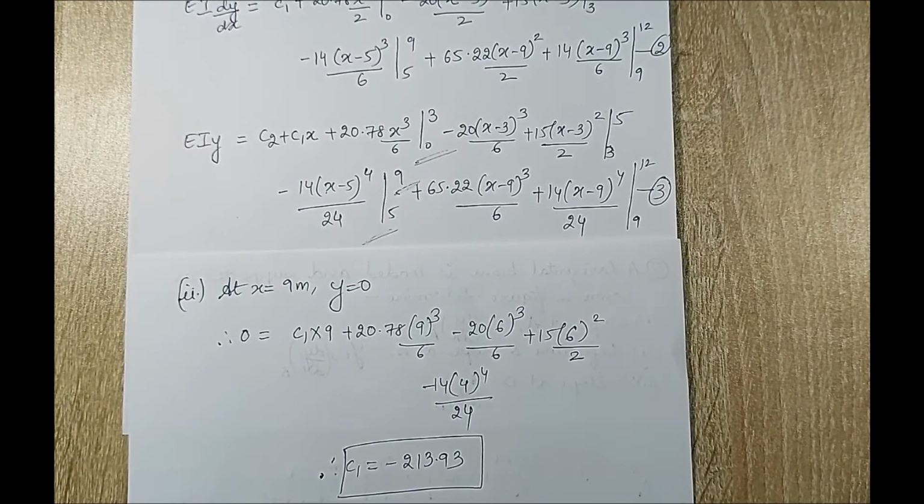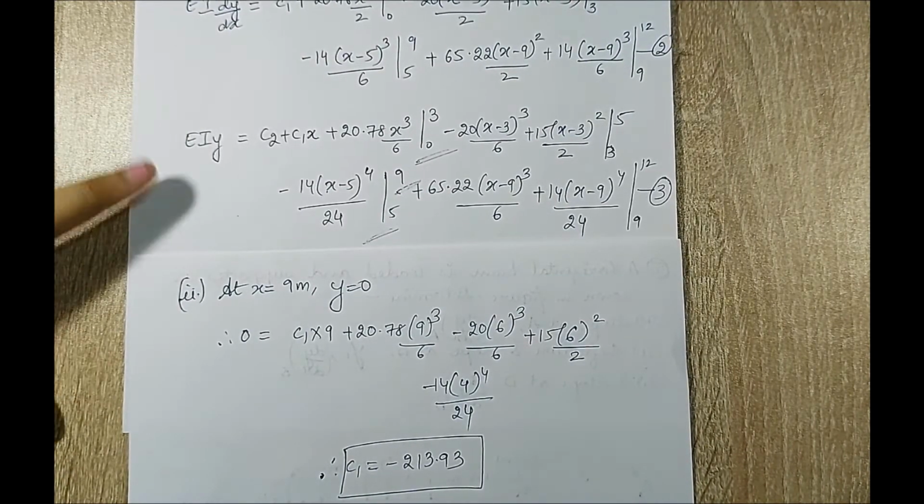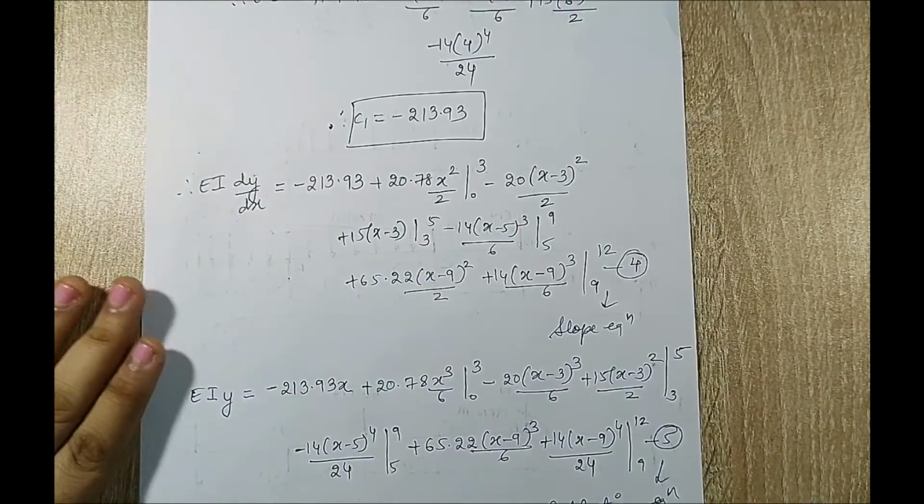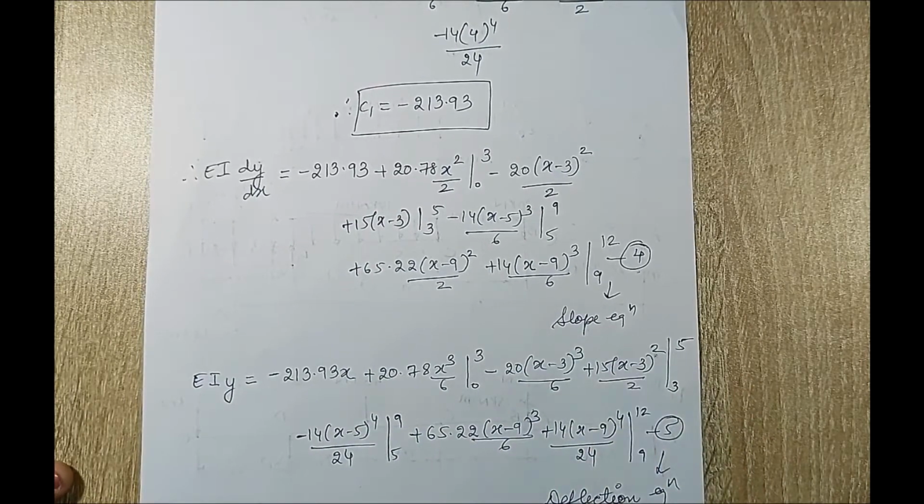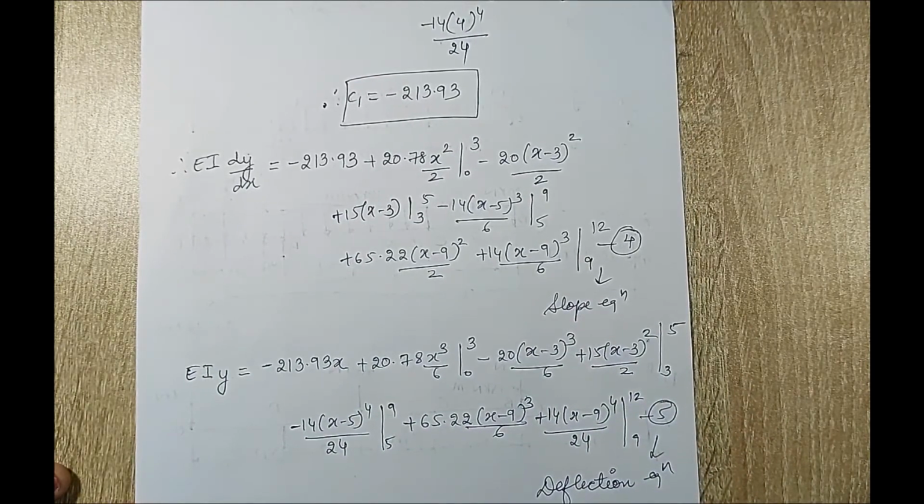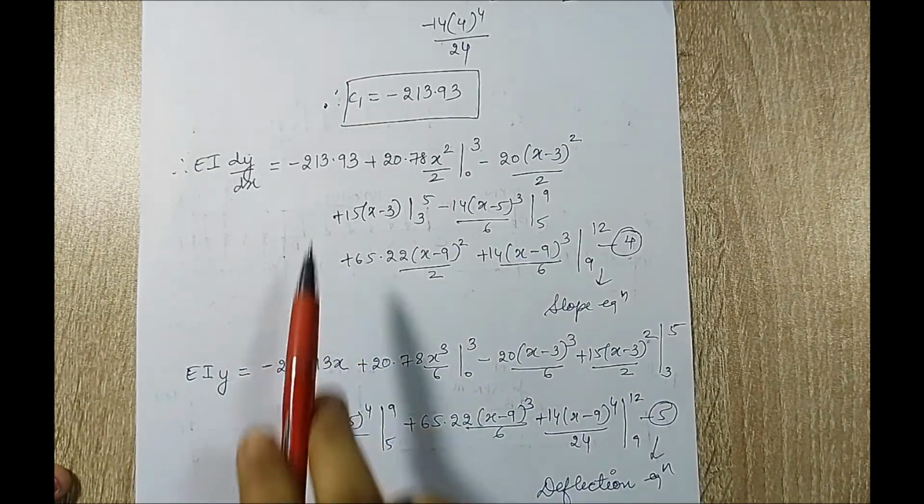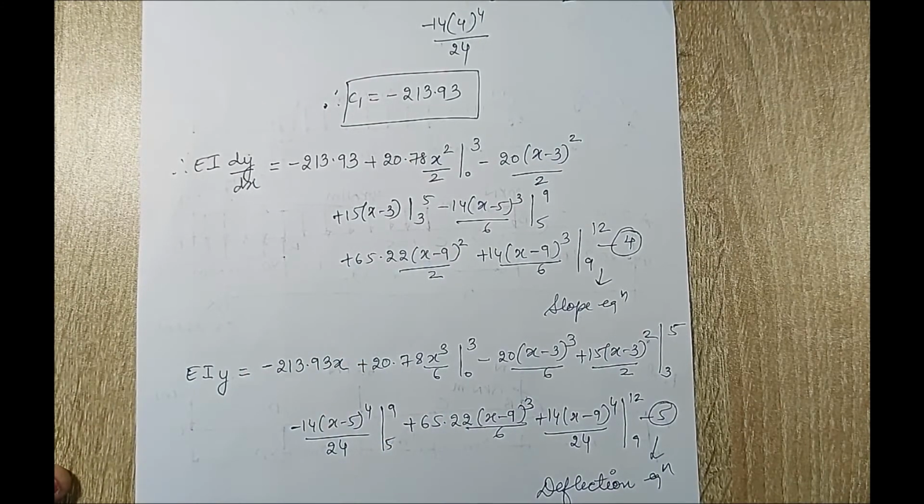Now I am going to substitute the values of C1 and C2 in equations 2 and 3, rewrite and write down equations 4 and 5, which will be the slope and deflection equations respectively. So here you can see I have rewritten equations 2 and 3 as 4 and 5. 4 becomes my slope equation and 5 is my deflection equation. I have substituted the value of C1, C2 is 0.